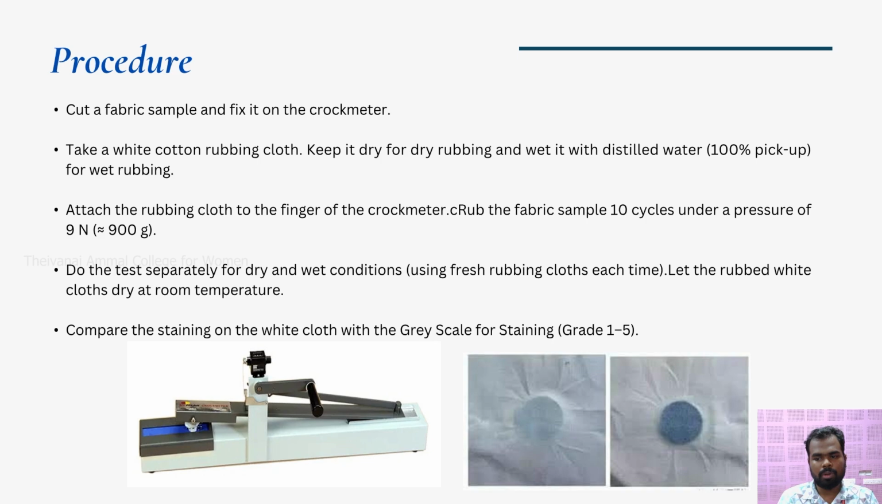Do the test for dry and wet. For the wet condition, we have to dip the fabric sample in water, and using blotting paper you have to remove the excess moisture. Then we carry out the same procedure for the wet condition, and the result is compared with the grayscale, whether there is staining or not. The dry specimen in this image shows less staining, and this wet sample has more color staining.